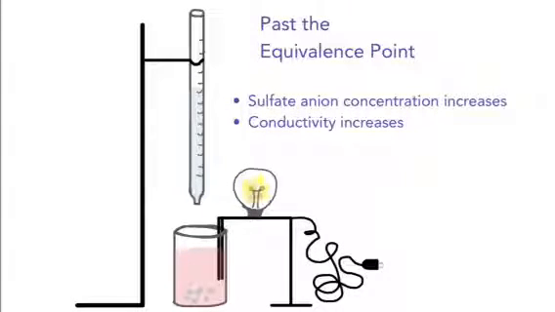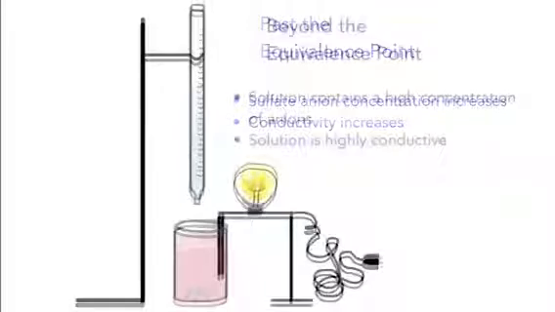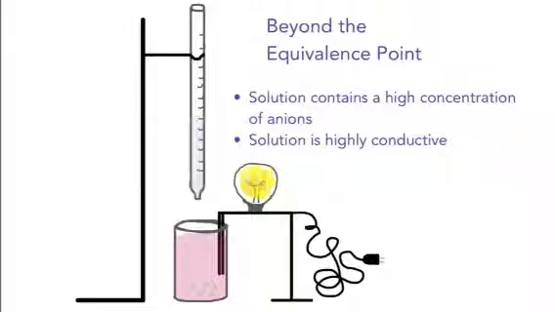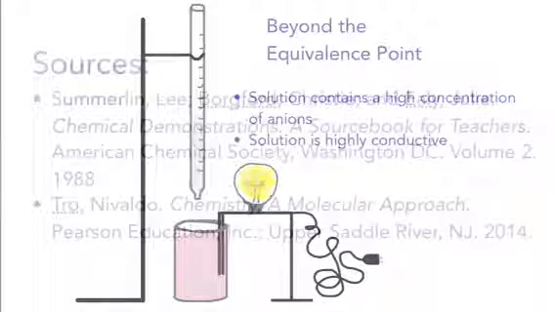After the equivalence point, added acid increases the ion concentration of the solution, relighting the light bulb. As there is no barium hydroxide left to react with the acid, the ions accumulate, making the solution highly conductive and making our light bulb very bright.